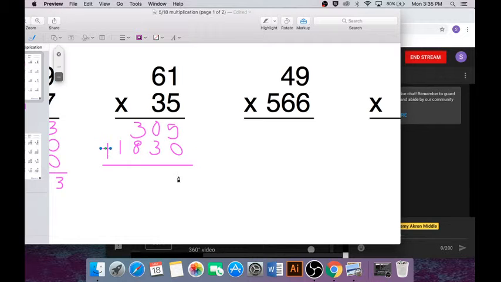5 plus 0 is 5. 0 plus 3 is 3. 8 plus 3 is 11. Put down a 1, we carry our 1. Then 1 plus 1 is 2. So our answer is 2,135.